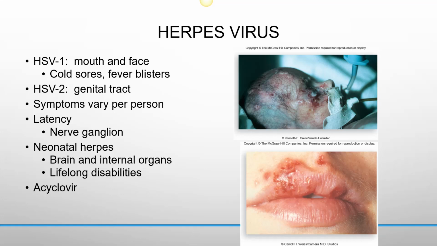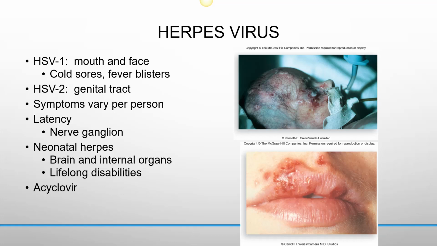So HSV2 is more associated with the genital herpes. Although these can be flip-flopped. It's not 100% of the time that the one is associated with the mouth and the two is associated with the genital tract. They can be vice versa. Symptoms vary per person. So usually, upon your initial infection, you'll have some vague flu-like symptoms, and then that may be accompanied by an outbreak of some blisters or some ulcers around the genitalia.